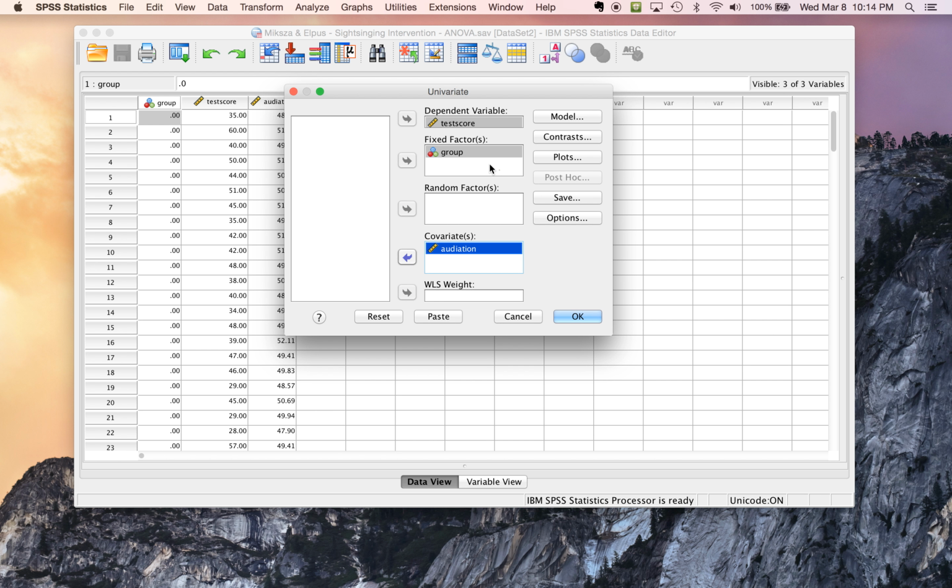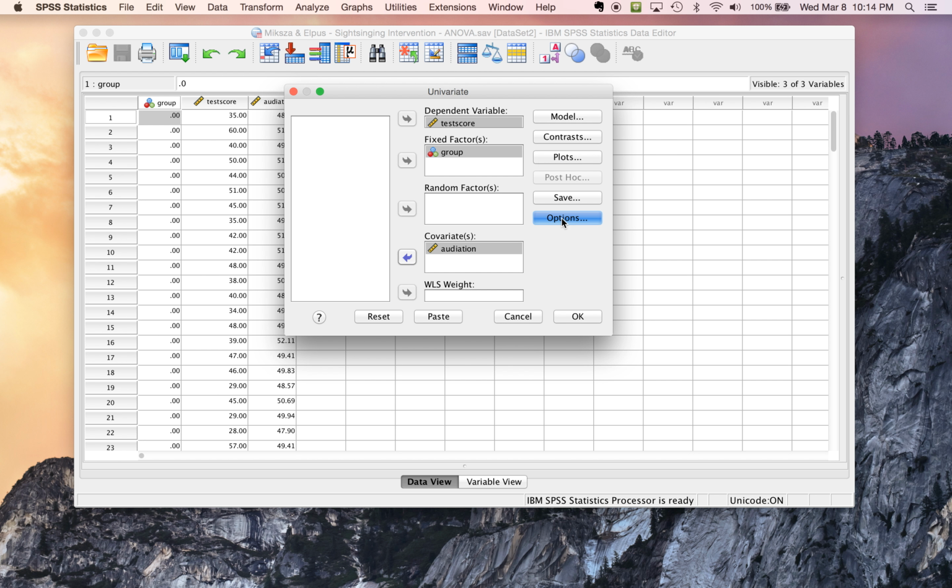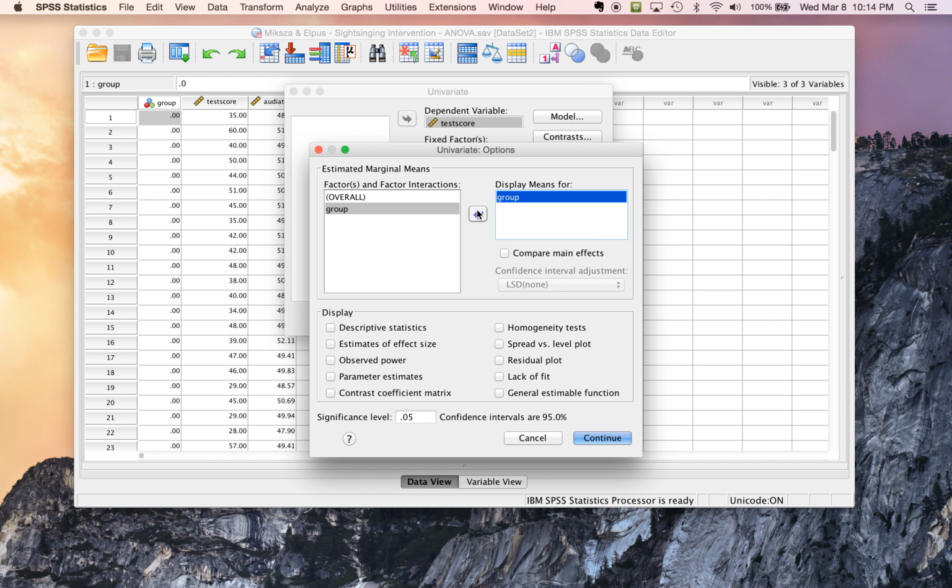So we're asking SPSS to see if the variation in test score can be explained by the various groupings of the experimental or control conditions, while also adjusting or controlling, to put it somewhat roughly, for audiation ability. So we could also ask for, as we usually do, a mean plot for the various groups, and some summary statistics for the group, as well as an effect size indicator.